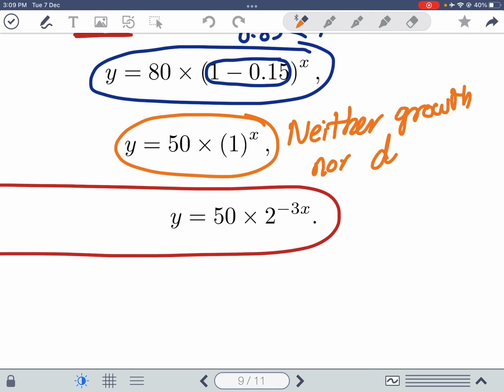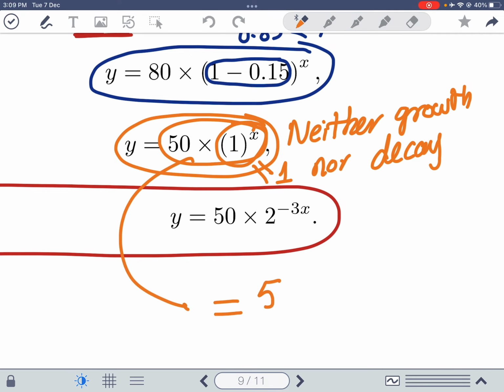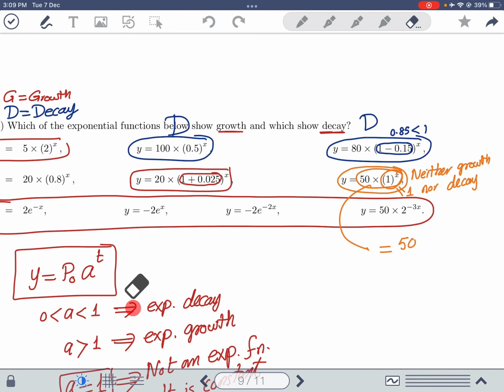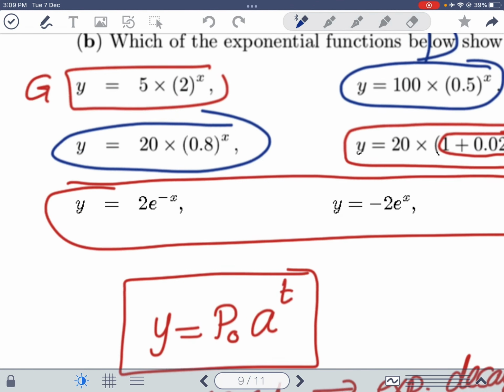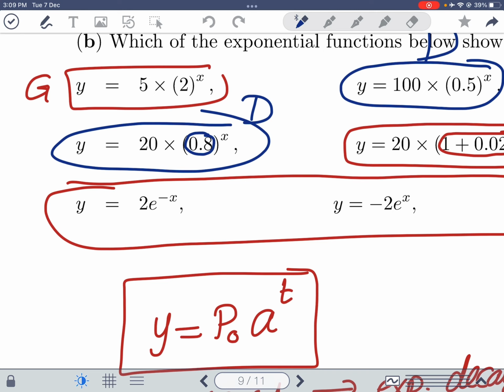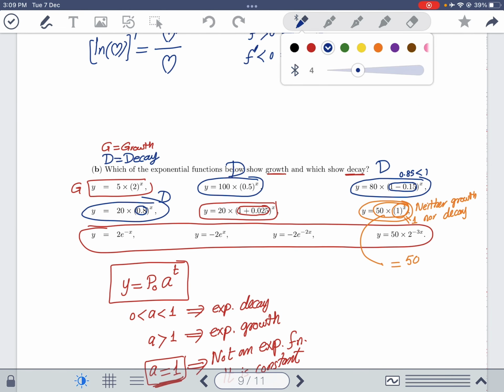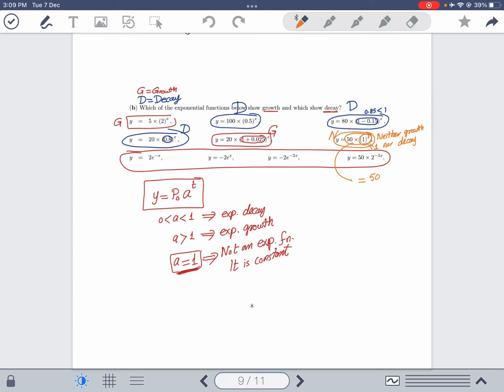nor decay. Why? Because 1 to the x is always 1. So the entire thing here is always 50. It doesn't change, and so it's not an exponential function. Okay. And this one is exponential decay, obviously, because 0.8 is less than 1, so decay. When I did growth, I should have put a G here, and neither will put an N. Okay, good. You don't need to check them.